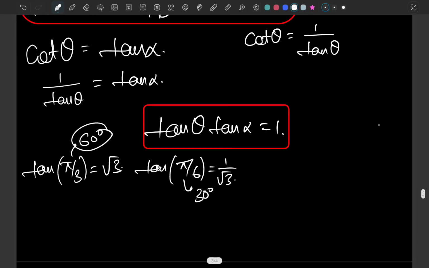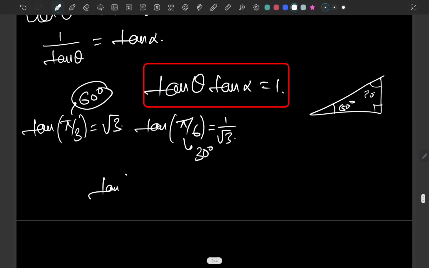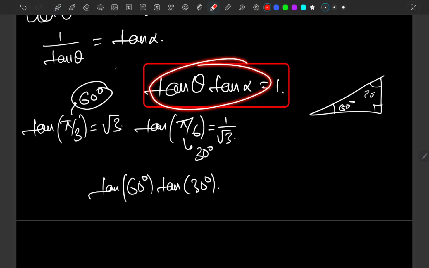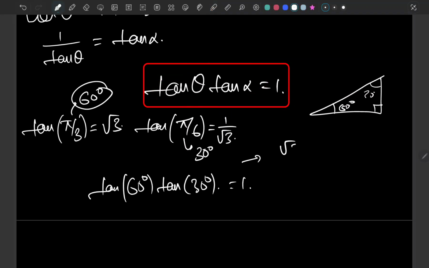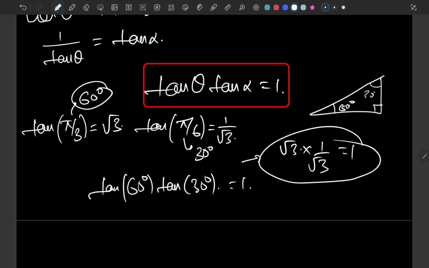So we know that we have a right angle triangle. If this angle is 60 degrees and this angle is 90 degrees, then this one is going to be 30 degrees. It means tangent of 60 degrees times tangent of 30 degrees, by the formula we have got so far, should be 1. Let's check that out. It's square root of 3 times 1 over square root of 3, and hence it comes down to 1.